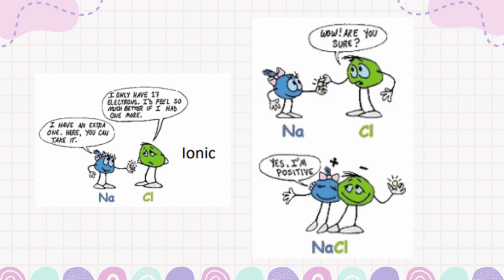Metals lose one or more valence electrons in order to attain a noble gas configuration, forming cations. Nonmetals easily gain electrons to attain a stable outer electron configuration.